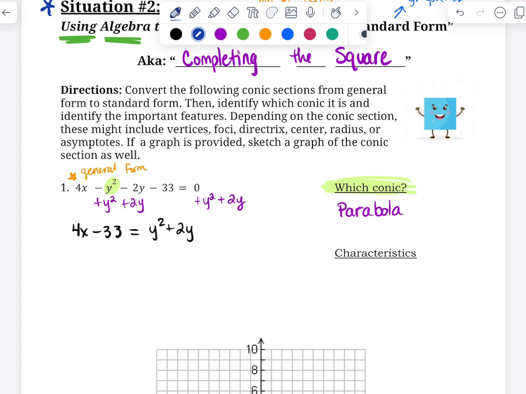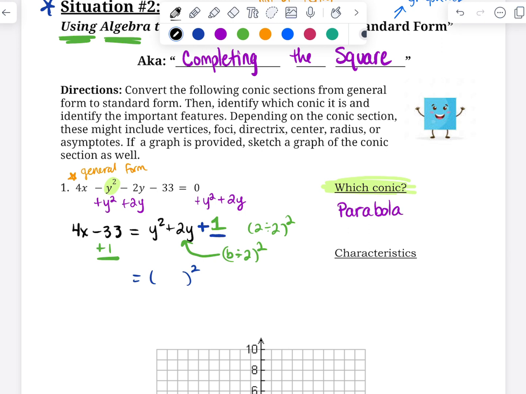Now, hopefully you remember that when we complete the square, that means we have to add a number so that we have a perfect square quantity on the right-hand side. That number is always going to be the b value divided by 2 and then squared. In this case, that would be 2 divided by 2 squared, which is 1. Now, I can't just randomly add 1 to one side and ignore the other. I have to add 1 on the left-hand side also to keep my equation in balance.